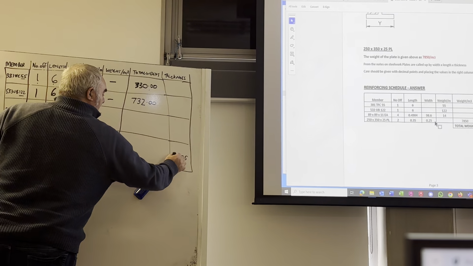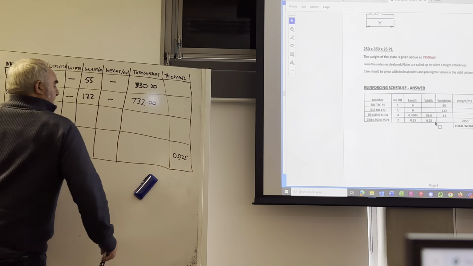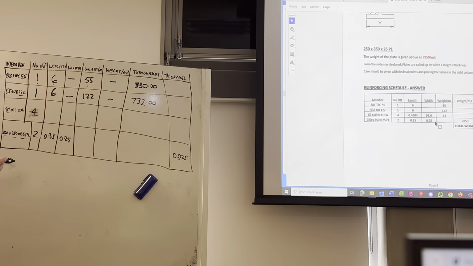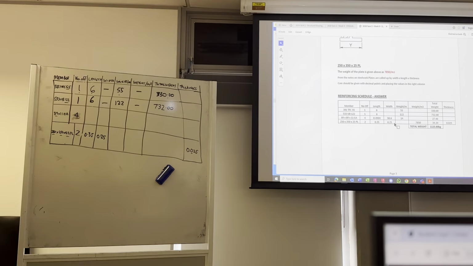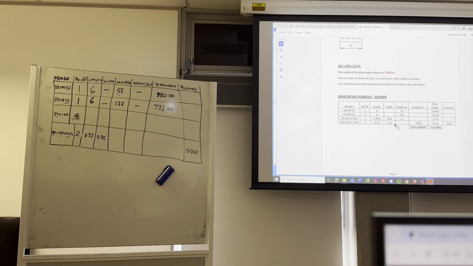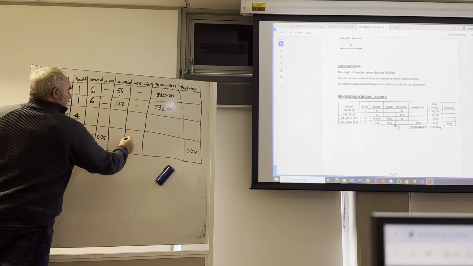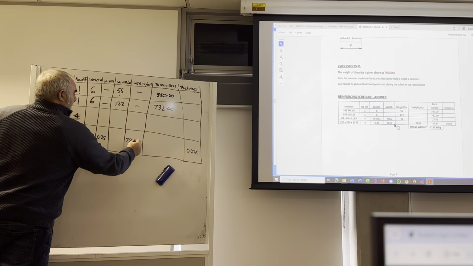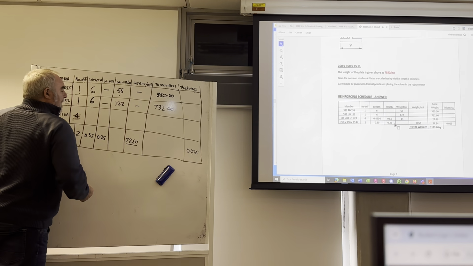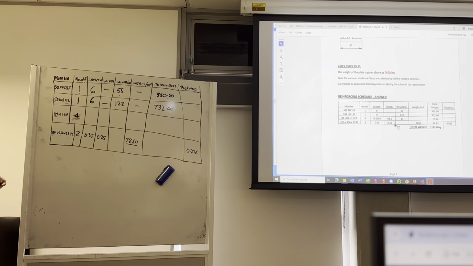They forget the zero, and therefore they end up with way too big a weight at the end of it all. The weight per metre cubed is 7850, and that's the weight of a cubic metre of steel. That's what I want you to use in your assignment.